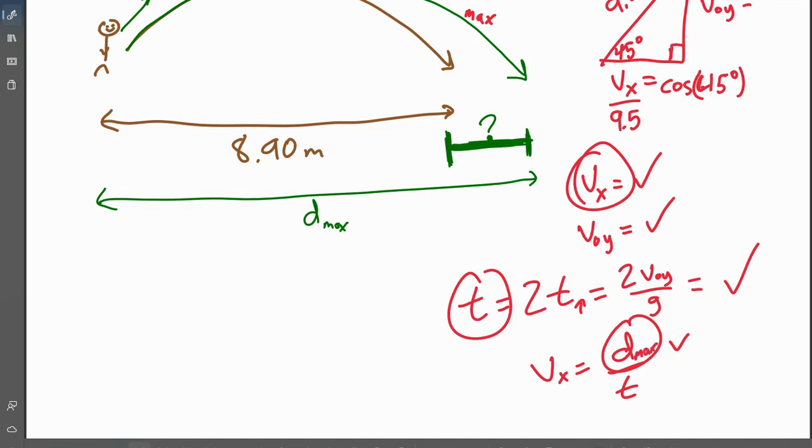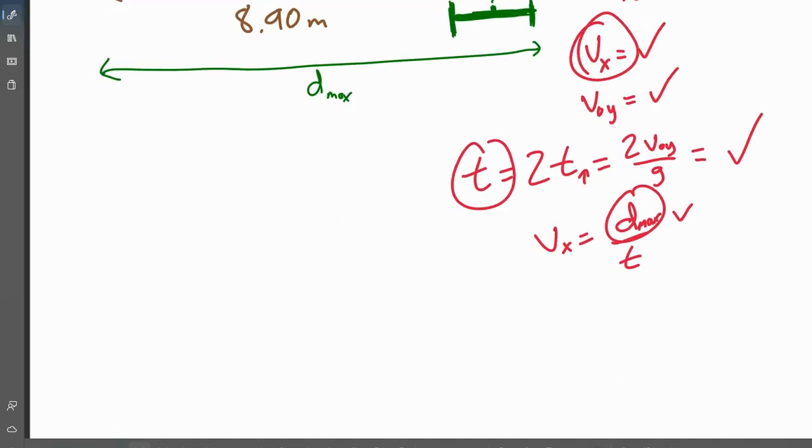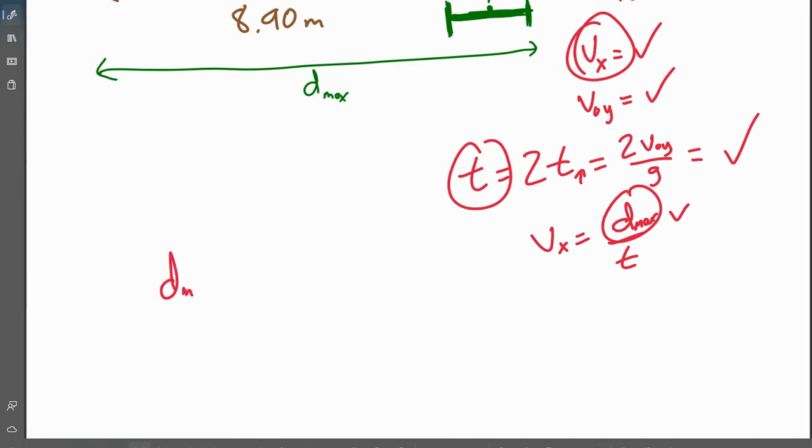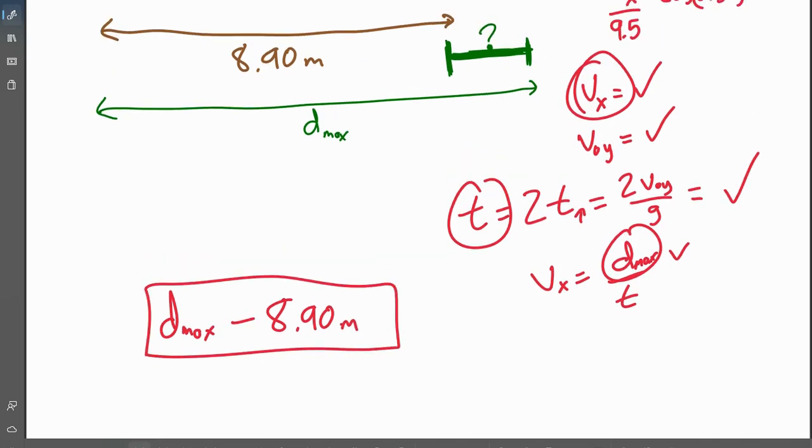This is for this green line here. So whatever you get for your d max minus 8.90 meters, that will be your answer, because that's the difference. That's how short he was of the maximum distance.